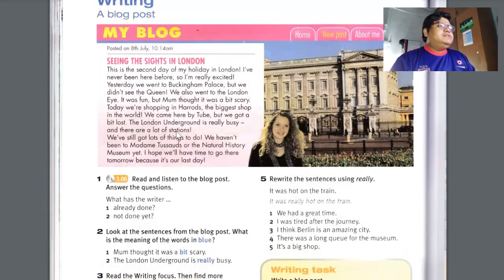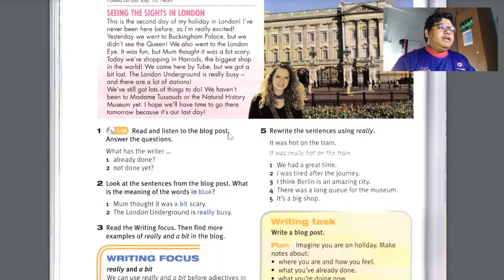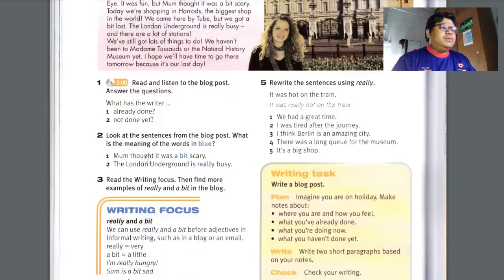Because you need to learn it, because sometimes I think the exam paper will ask you to do it. Okay, if this question is being used by the Kementerian, so you need to learn how to do it. So we have several tasks here before you start to write your own essay. Number one, read and listen to the blogspot, answer the questions. Okay, what has the writer already done? So apa yang writer ni dah buat?